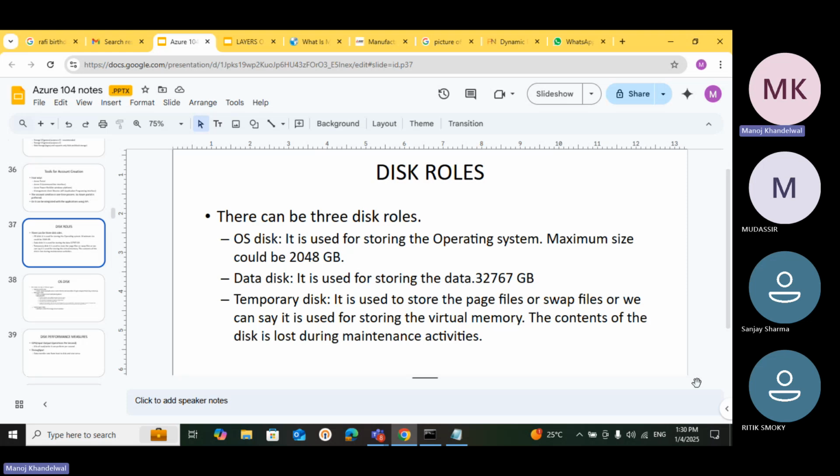What is the temporary disk? Sir, whatever we do, before shutting down, it keeps... No. Temporary disk is used for software execution. So there are things called page files and swap files that are kept there.